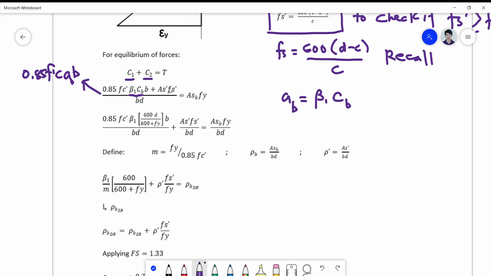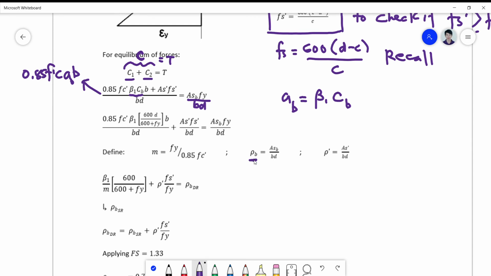And if we add the AS prime, FS prime, the steel in compression there, we actually have the total compression force C must be equal to your T. Okay? And if we divide it by bd, the area, we have to divide this also by bd. We can come up with the reinforcement ratio in terms of rho balance and rho prime. Okay? So take note that the reason why we are dividing this by bd is to convert your area of steel to a reinforcement ratio.